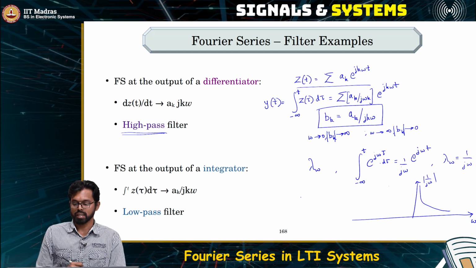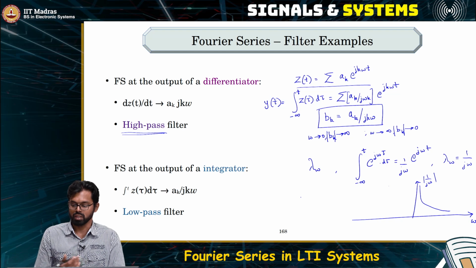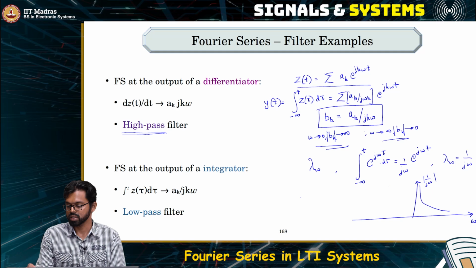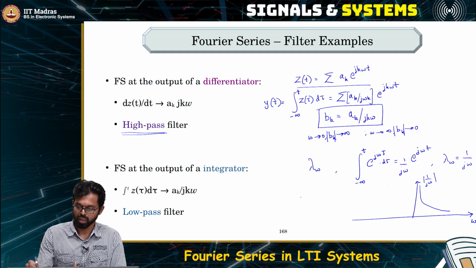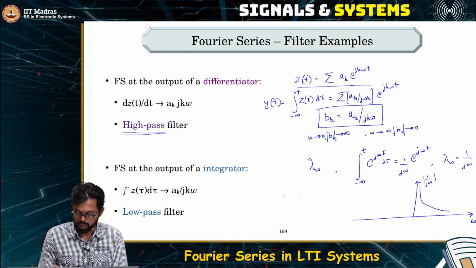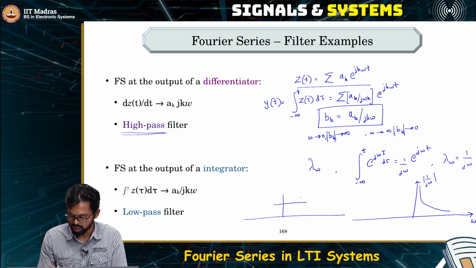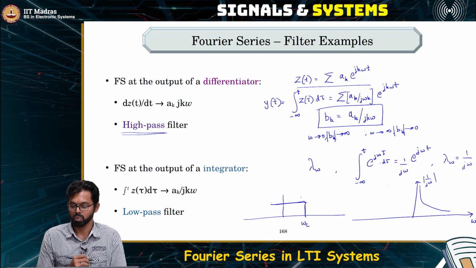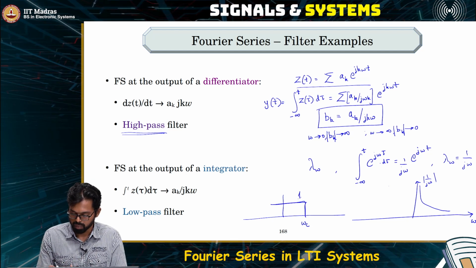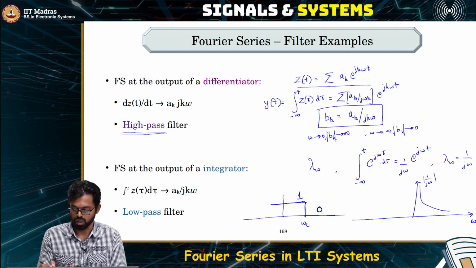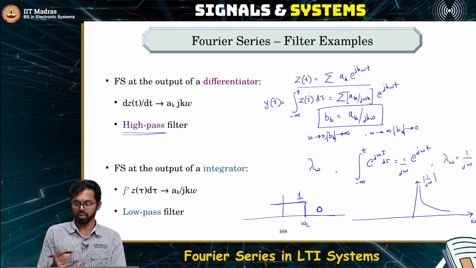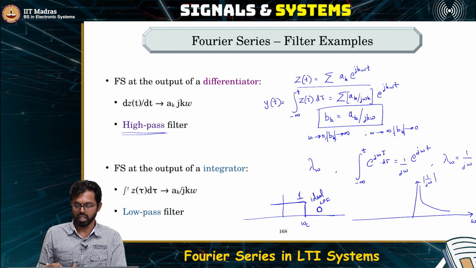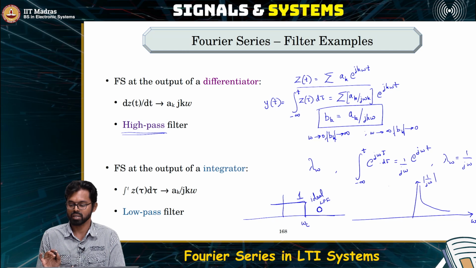So what this tells us is this behaves like a low pass filter. All the lower frequencies are amplified and higher frequencies are attenuated. Once again, this is not an ideal low pass filter. We know that an ideal low pass filter looks something like this. You have a cutoff frequency, everything below that is passed without any attenuation, everything after that is cut off. This is what we would ideally expect from a low pass filter, but of course the integrator is not an ideal low pass filter, but it is some kind of a low pass filter.